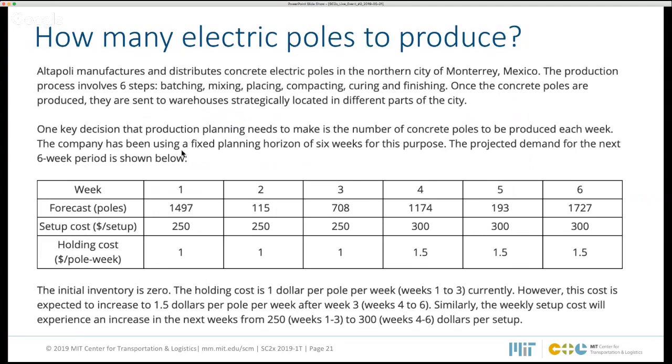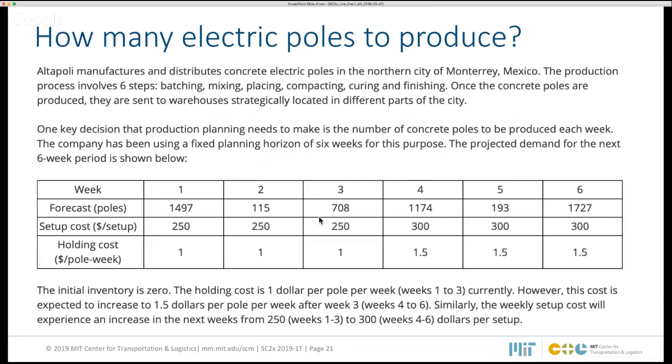The good thing about this question is that it explicitly lays down the method that Alta Poly has been using, which is fixed planning horizon. The other important thing is 6 weeks, so we need to figure out the plan for the next 6 weeks. Then you have this table, and there's some information mentioned below it. You can read through it, but all of that is already in the table. Really, the table is the most important thing you need to focus on.